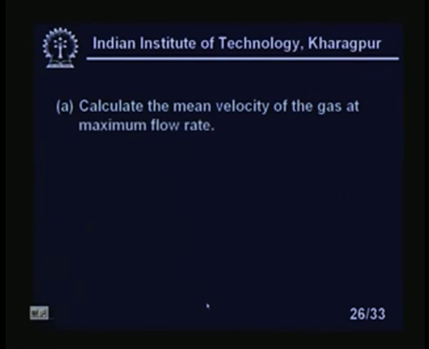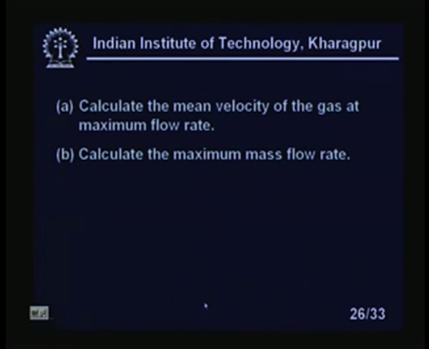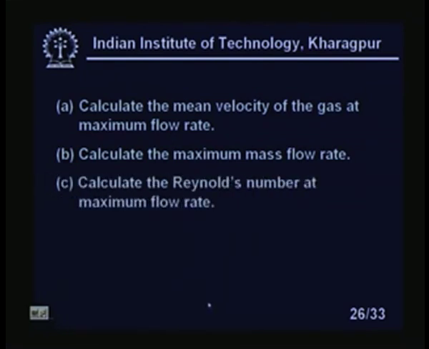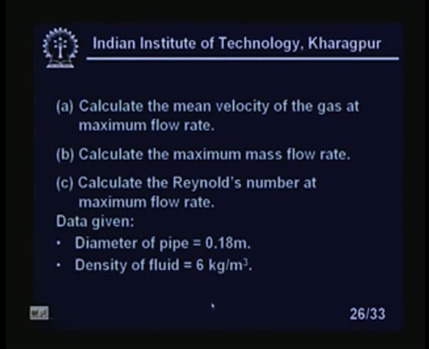We have to calculate, A, the mean velocity of the gas at maximum flow rate, the maximum mass flow rate, and the Reynolds number at the maximum flow rate. The data given are the diameter of the pipe, which is 0.18 meter, the density of the fluid, 6 kg per meter cube, and the viscosity of the gas, 5.0 into 10 to the power minus 5 pascal second. This is given, so let us go one by one.